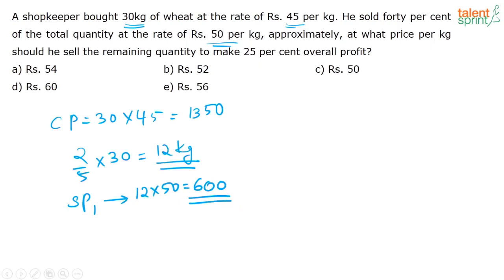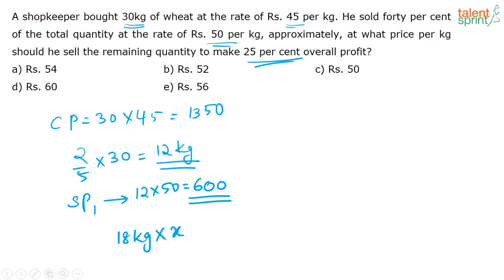Now the question is, at what price should he sell the remaining 18 kgs so that the total profit is 25%? So what is the actual selling price, or the final selling price, that he should have so that he is getting a 25% profit?